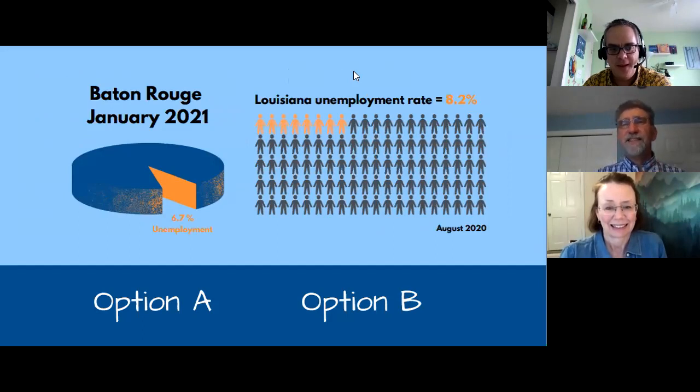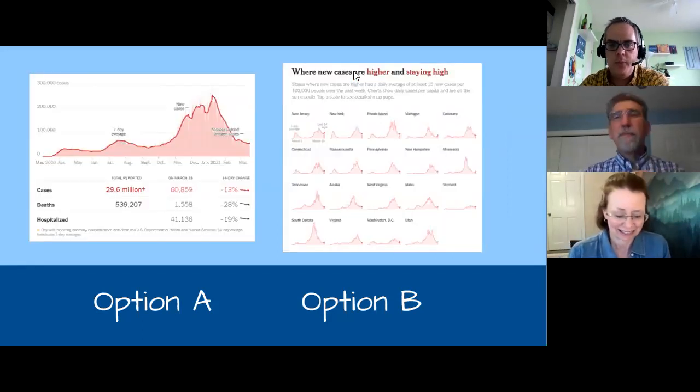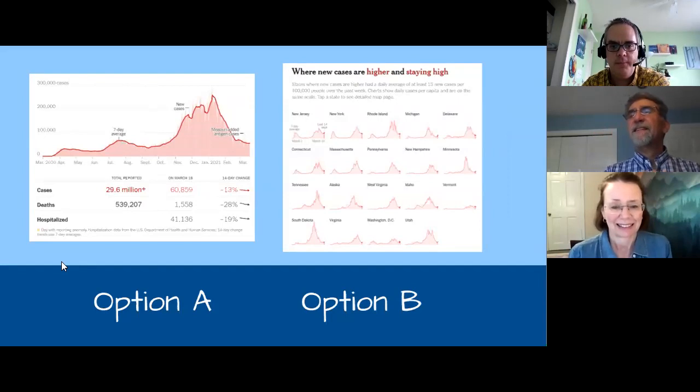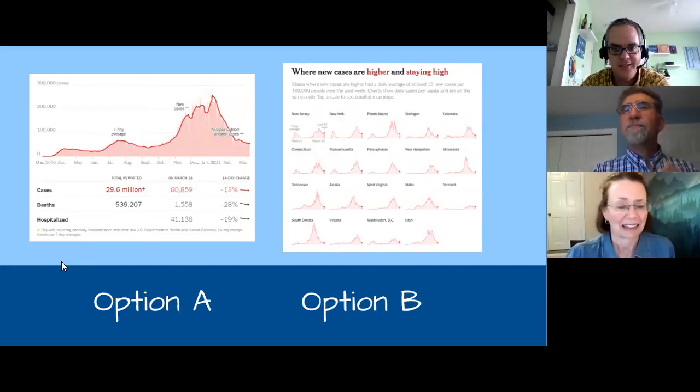B, B, B, okay. Now we'll do one more. Option A or option B? This one's harder. They're both from the same place. These are both New York Times graphics. Which do you like better? A or B?